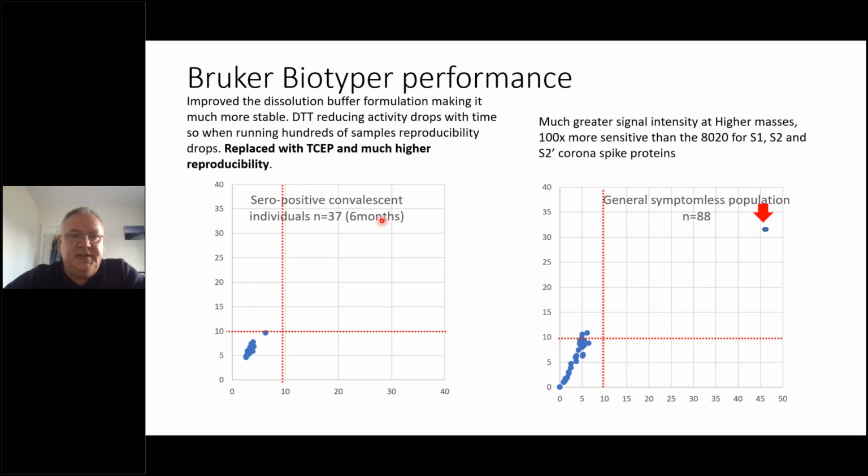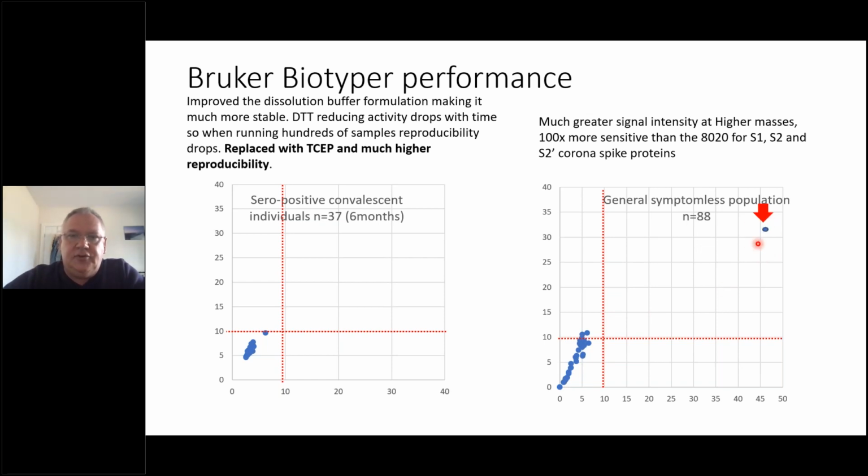Again, we were looking at seropositive convalescent patients, this time at 6 months. Obviously, this is after we had done the work on the 80-20. We only have a few 88 samples from a general population at a time when the incidence of SARS-CoV-2 detection by RT-PCR has dropped dramatically within the UK. But we've got this nice clustering here, and the one positive is here.